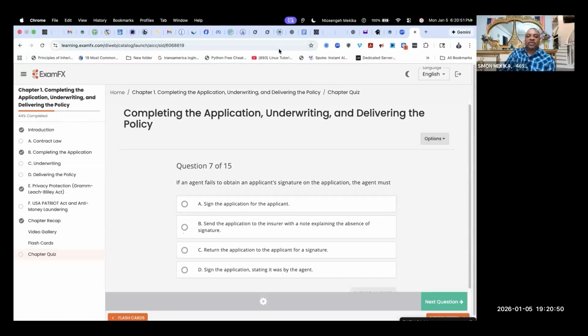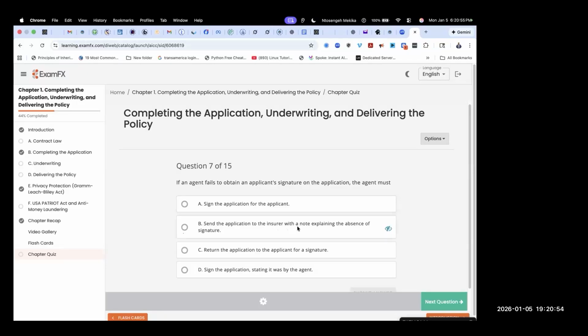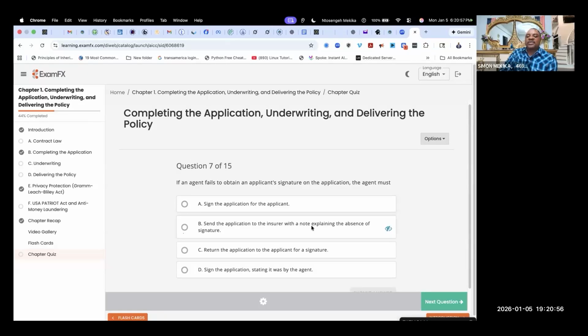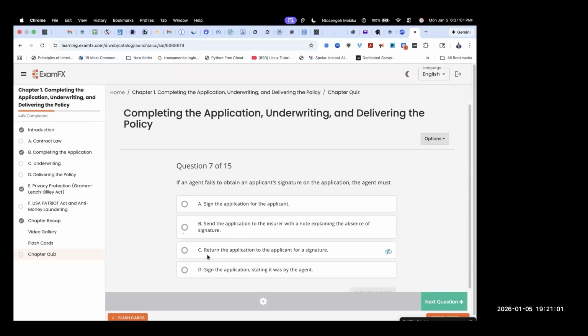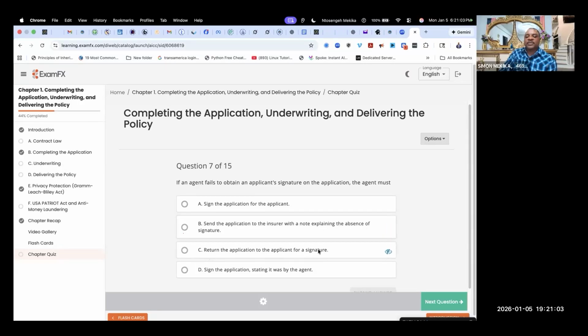Samuel, let me read aloud so that everybody can hear. A, sign the application for the applicant. Whoa, that's a no-go. Everybody knows that, right? B, send the application to the insurer with a note explaining the absence of signature. C, return the application for the applicant to sign. Of course, it's a no-brainer, right?